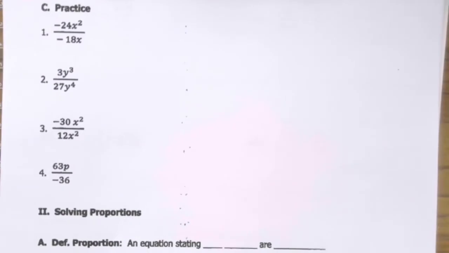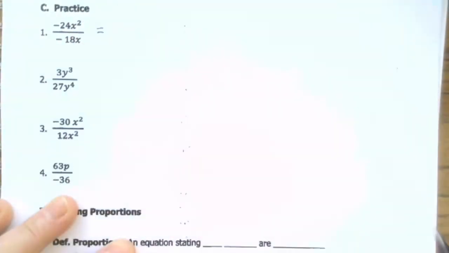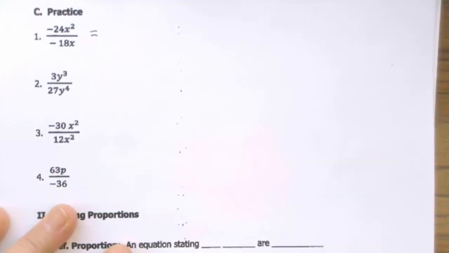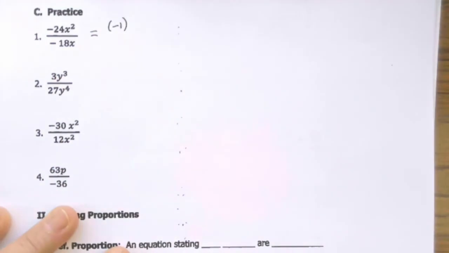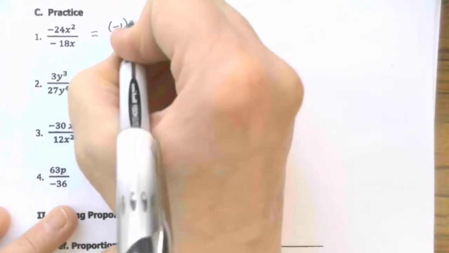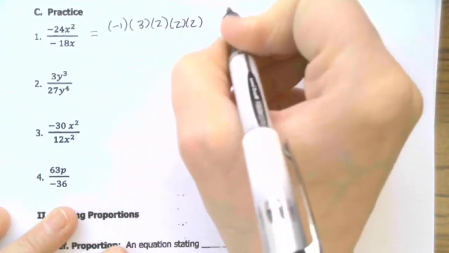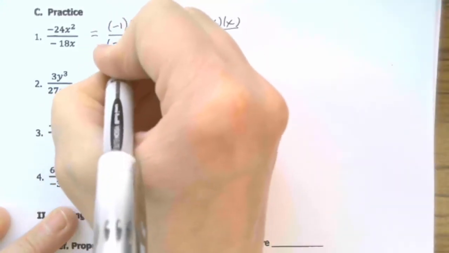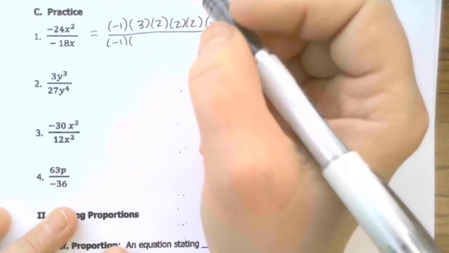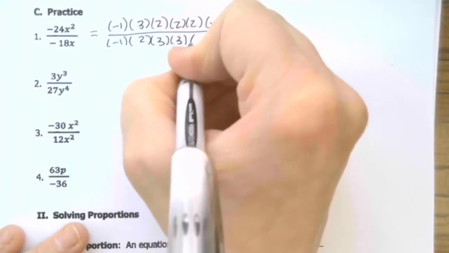Okay, we're going to do some practice. I'll do the first one with you. We're going to reduce this by prime factoring. So I have a -24. The negative becomes a -1. You can pick any two numbers that multiply to give you 24. So 6 times 4, 3, 2, 2, 2, an x and an x. On the bottom, a -1. 18 is 2 times 9, so 2, 3, 3, and a single x.